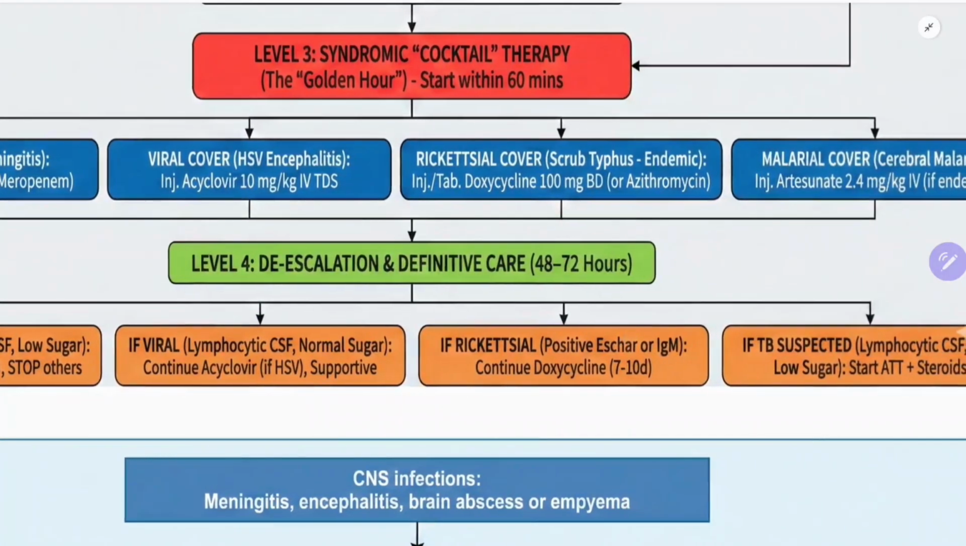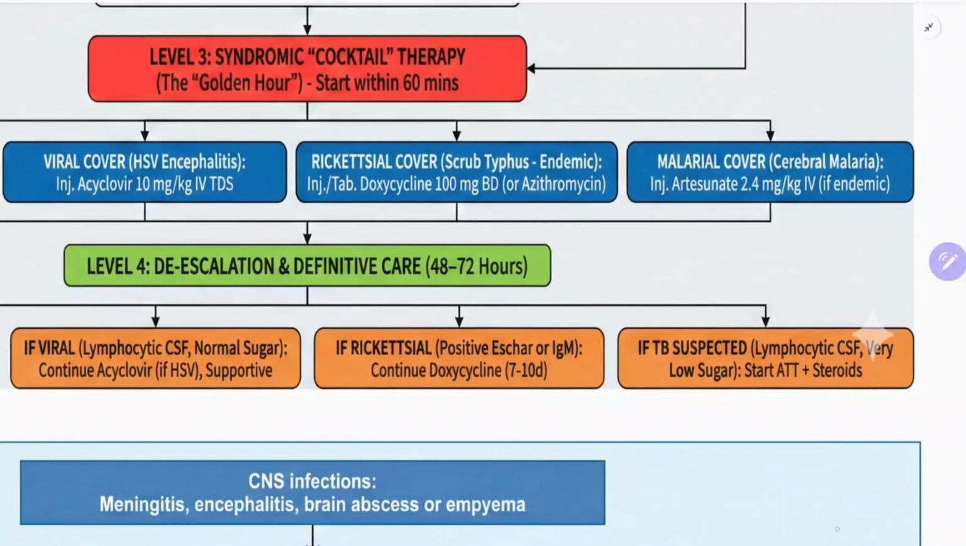And if it is rickettsial, then IgM will be positive. Then continue doxycycline. Okay. And if it is TB, this is also important. We have not considered this. TB meningitis is also important, but it will not be acute, more than 2 weeks or 3 weeks.